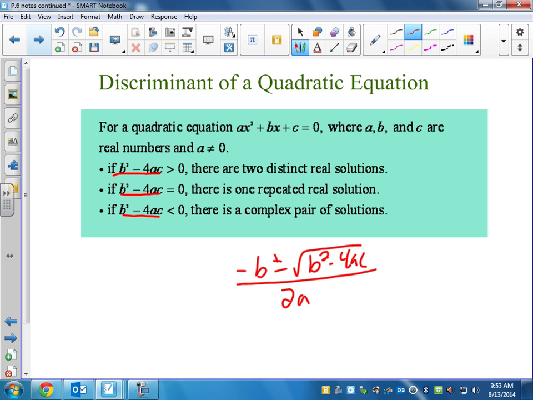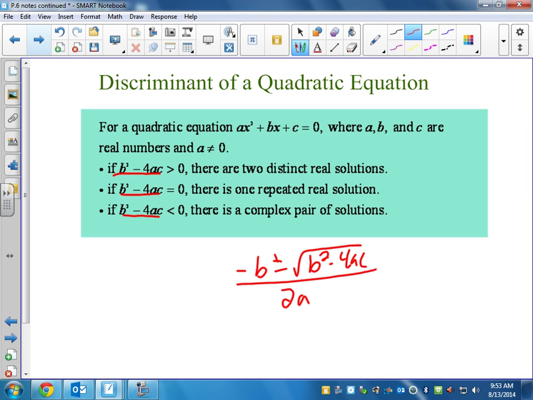If this equals 0, then you lose that plus or minus. So instead of getting 2 answers, you only get 1 answer. And when we talk about the graphs of that, right, that means the vertex of the quadratic is going to be touching the x-axis. And if it's less than 0, just like the ones from your homework yesterday, if what's under the radical is less than 0, it's going to be an imaginary part. So that means you're going to get 2 complex answers, which means if you graphed it, it wouldn't even touch the x-axis. So we'll talk about that as we get into quadratics a little bit more.